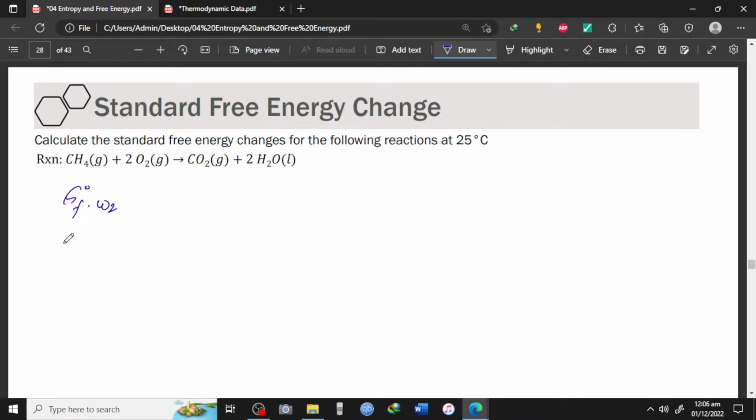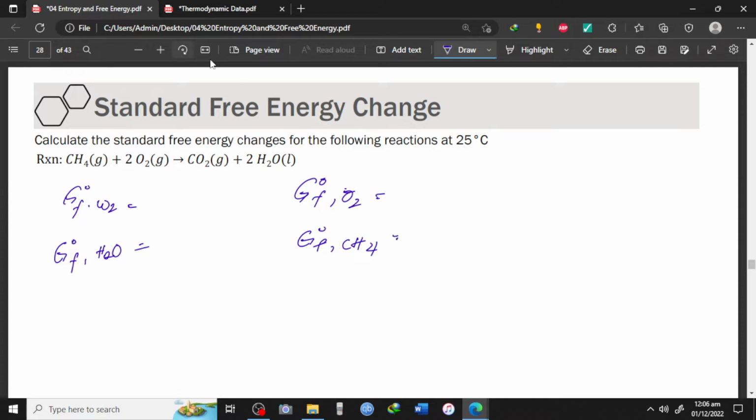So, dito ipapakita ko muna kung paano gamitin yung table, ha. Pero sa mga succeeding na mga examples, kayo nang bahalang tumingin sa table. Okay? Para masubukan nyo rin. Tapos to? O2. And then yung isa ay methane. Okay? So, hanapin natin lahat ng values na yan sa table.